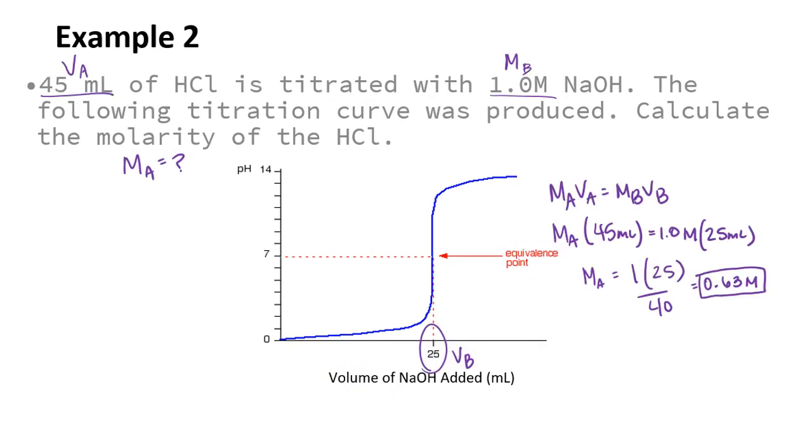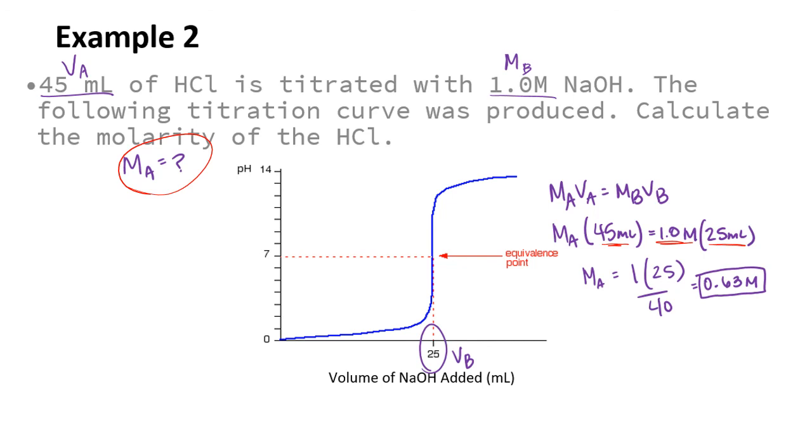For this one, we were calculating the molarity of the acid. We knew the volume of the acid was 45. We knew that the volume of the base was 25. And the molarity of the base was 1. So when we solve for the molarity of the acid, we get 0.63 molar.